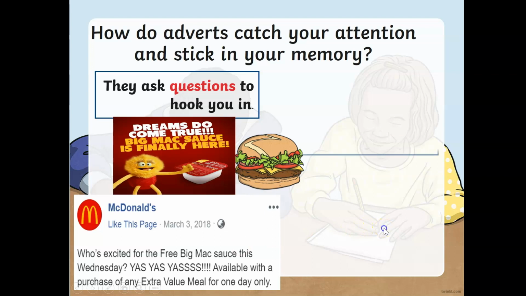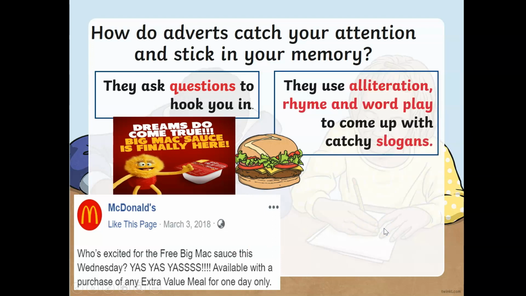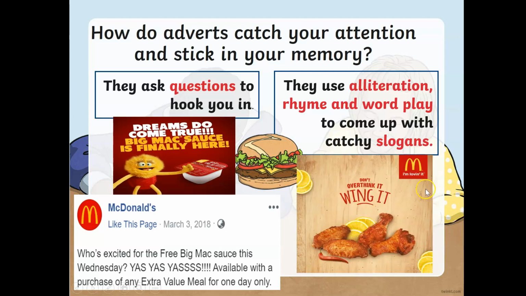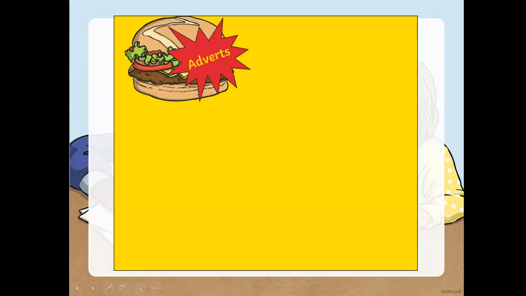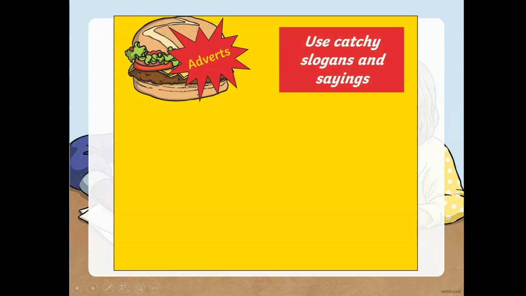They use alliteration, rhyme, and wordplay to come up with catchy slogans. I'll show you an example. Don't overthink it, wing it. So this is a slogan which they have used. They have played with words to give us a catchy slogan. This is something really essential when we think about website adverts, to use catchy slogans and sayings.